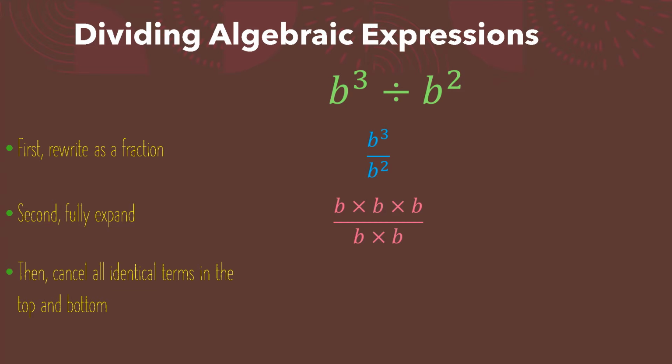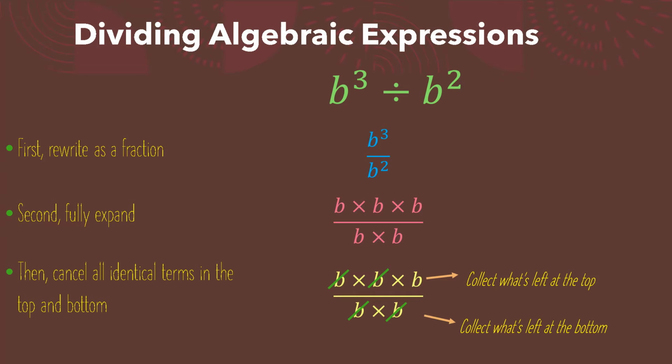Then we want to cancel a term at the top with a term at the bottom. So we cancel this b at the top with this b at the bottom, this b at the top with this b at the bottom. We're going to collect what's left at the top and also collect what's left at the bottom. So if you recognize, at the top we have only a b left and there's nothing else left at the bottom because everything else is cancelled. So the answer will be b.